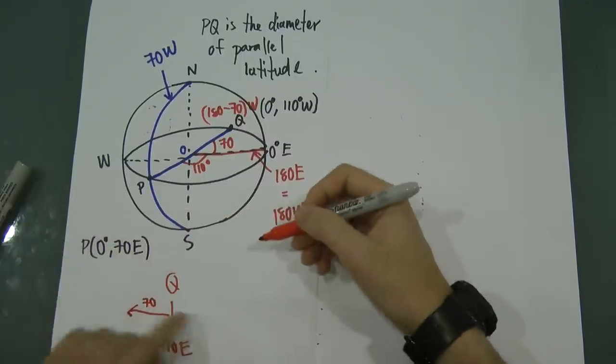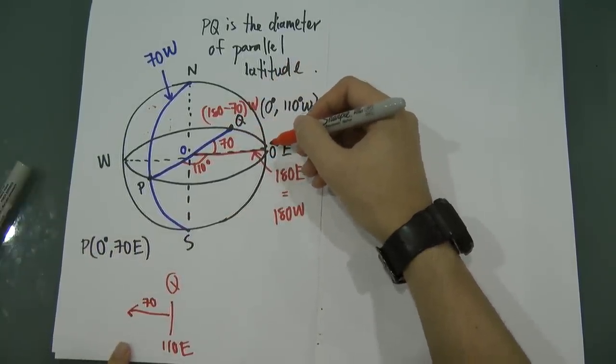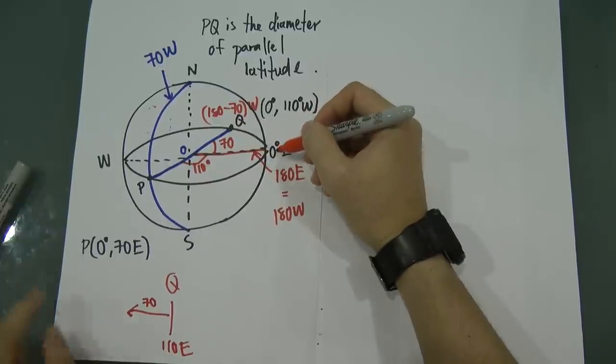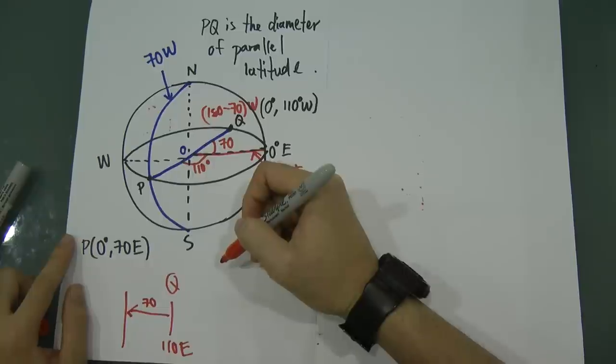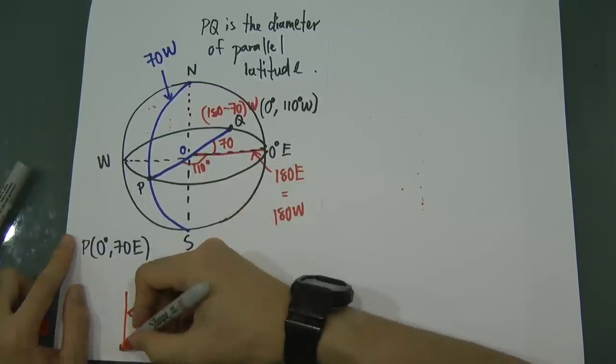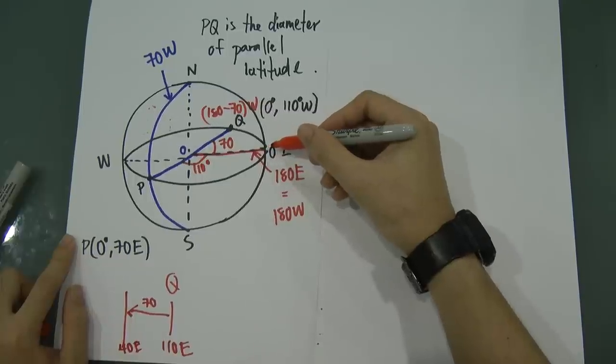70 degrees to the west side, correct or not? This one I move to the west. Okay? Then, what will this degree become? It will become 40E. But this is not 40E, this is 180E.